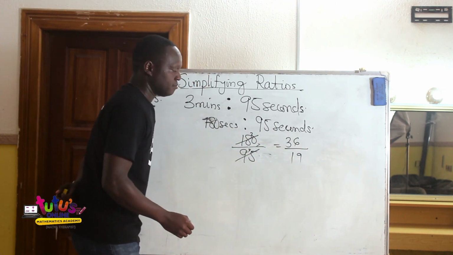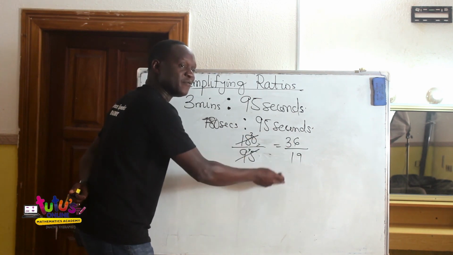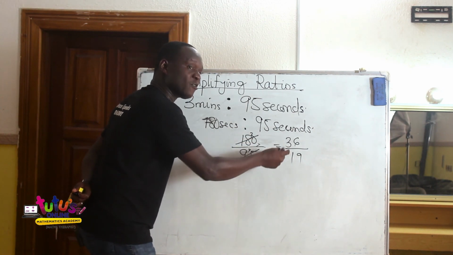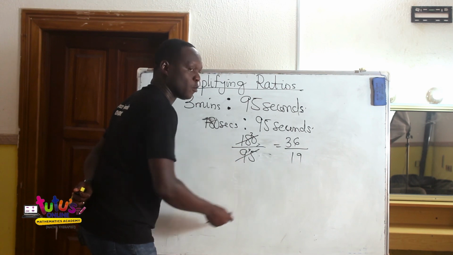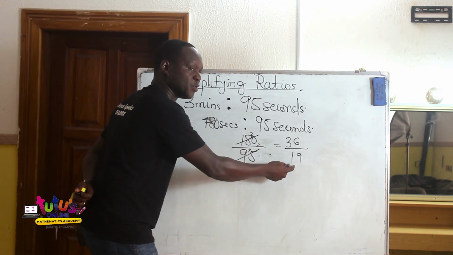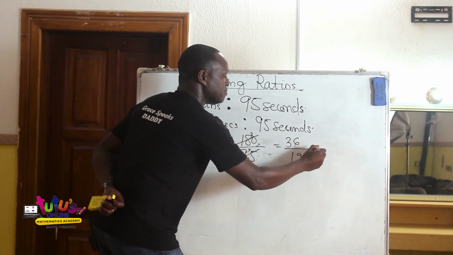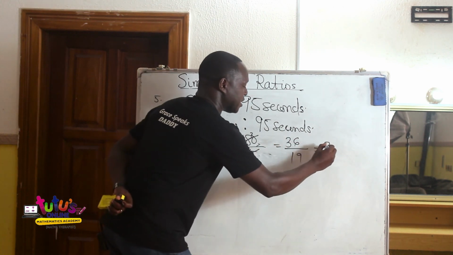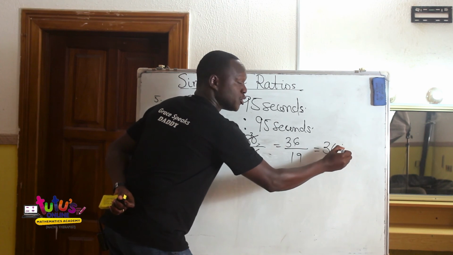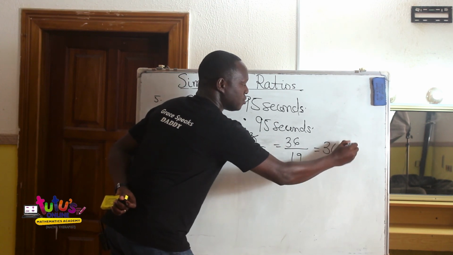Now can anything go into 36? Any common factor for 36 and 19? No common factor. 2 can go into 36, but it can't go into 19 because 19 is an odd number. So from here, we change back to ratio. This is 36 ratio 19.